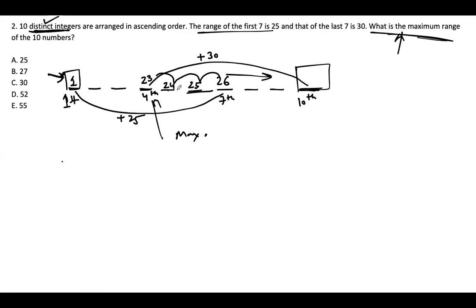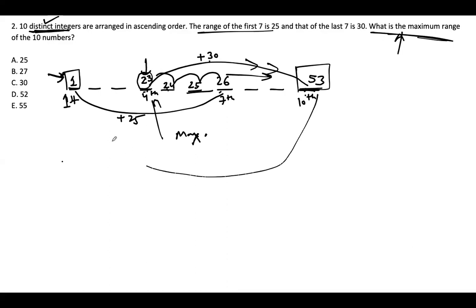But in a way, aren't you maximizing the fourth value so that you are also maximizing the 10th value? Because the fourth and 10th value are related, right? Fourth value plus 30 is the 10th value. So one value back, one value back, one value back. So this is the maximum value of the fourth number. So what is the maximum value here? 23 plus 30, which is 53.